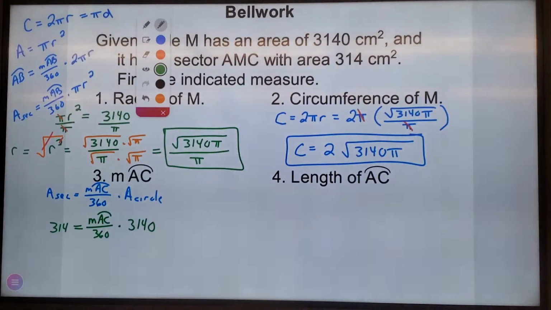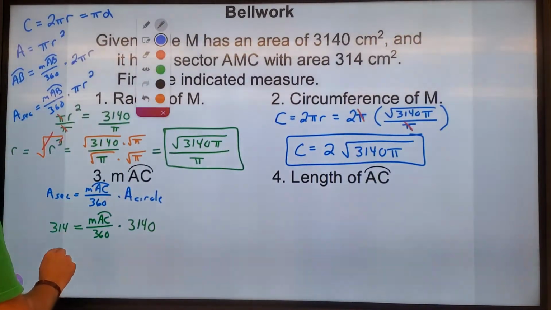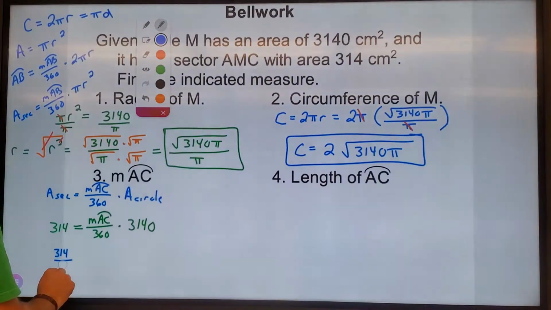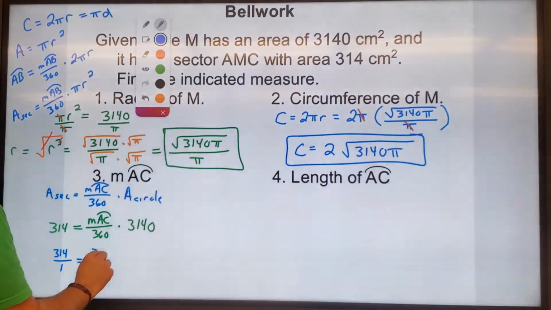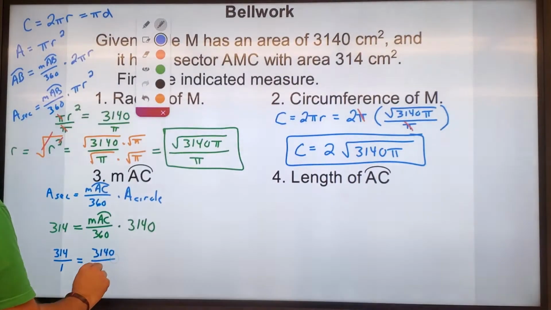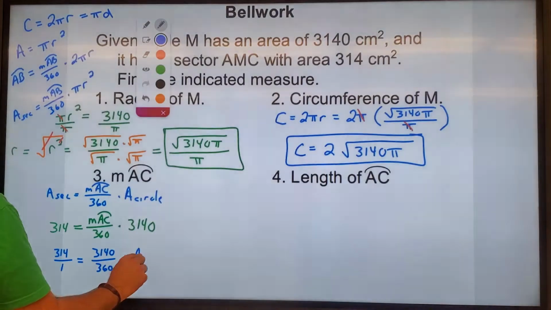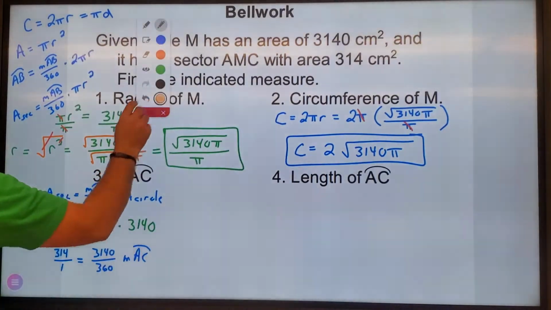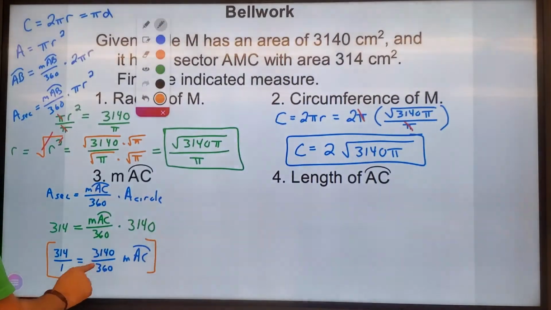Here then, again, I'm just going to rearrange things. So that leaves me 314 over 1 equals 3,140 over 360 times the measure of AC. And again, I'm going to multiply both sides by the reciprocal.